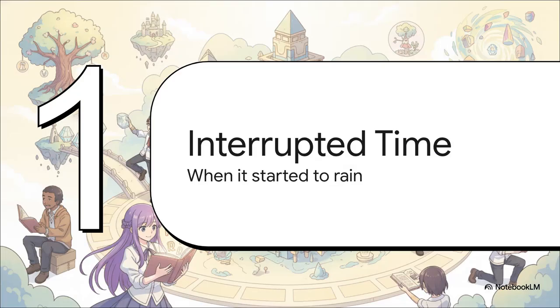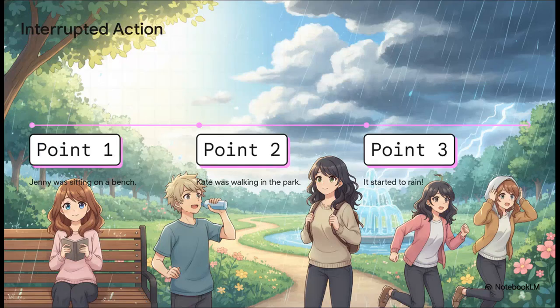Let's see how this builds even further in Section 3. Mastering interrupted time. Here's where things get dramatic. The source text introduces the past continuous tense and just collides it head-on with the simple past tense. We start with ongoing, peaceful action. Point 1, Jenny was sitting on a bench. Point 2, Kate was walking in the park. Andy was drinking some water. These are just ongoing realities. But then, boom, point 3 happens. It started to rain. That sudden, simple past action completely interrupts the continuous state.